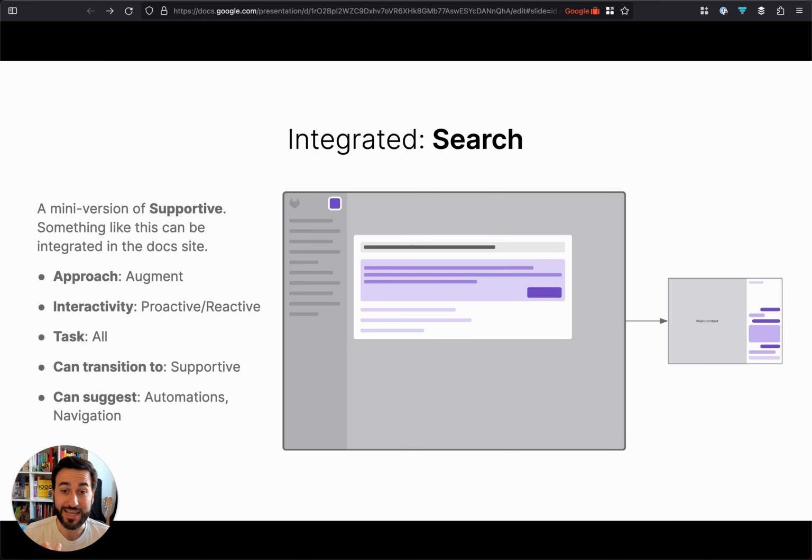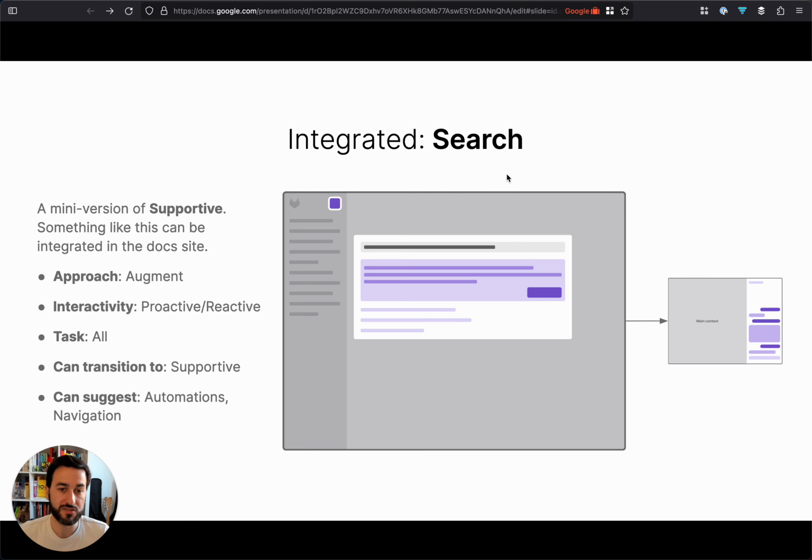Now let's take a look at the integrated patterns. So in integrated mode, this is an example of search. So it acts almost like a mini version of what we've just seen with supportive, and something like this can be possibly integrated into the doc site. So here we trigger the global search in GitLab, and users are able to ask a question and have AI answer that question. Furthermore, we can suggest other questions below related to the answer, and even have a button here that may allow users to trigger the supportive mode.